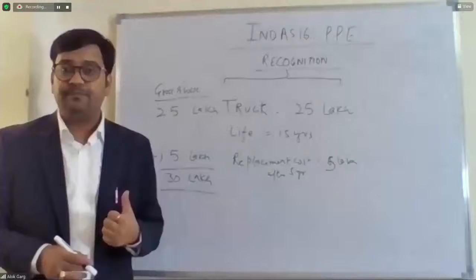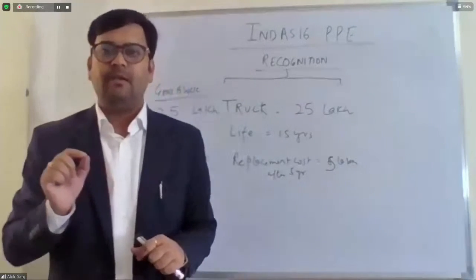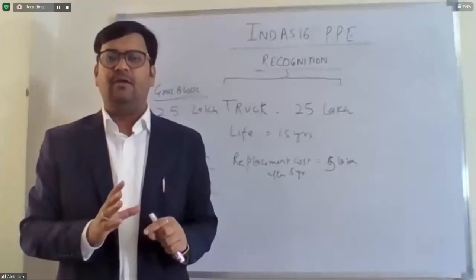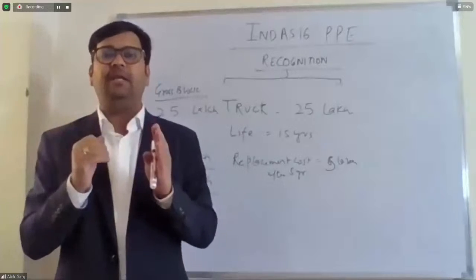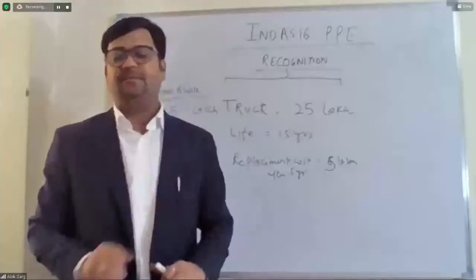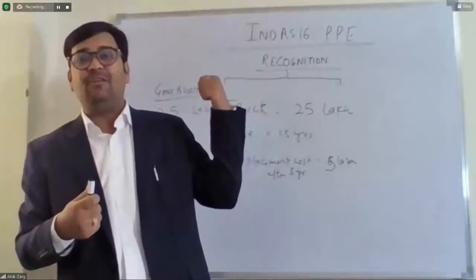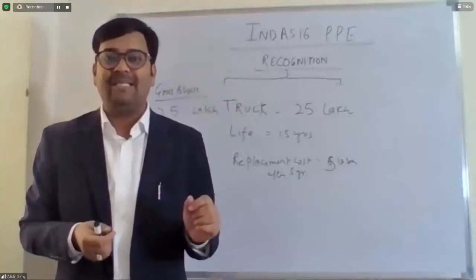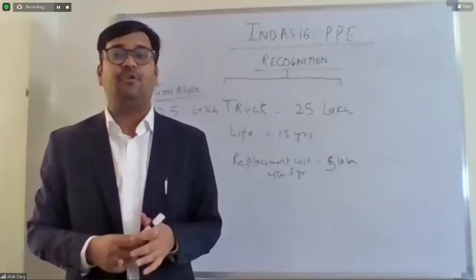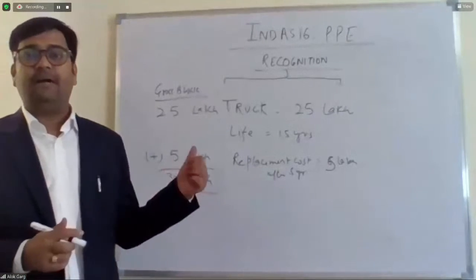So what we need to do? The standard says that in case of subsequent cost, if it is meeting the recognition criteria, that cost can be measured reliably and future economic benefit is probable, then it is required to be capitalized. Okay, understood. But what should happen to the existing cost of the component? It says that the existing cost of the component is required to be derecognized. Okay, understood?